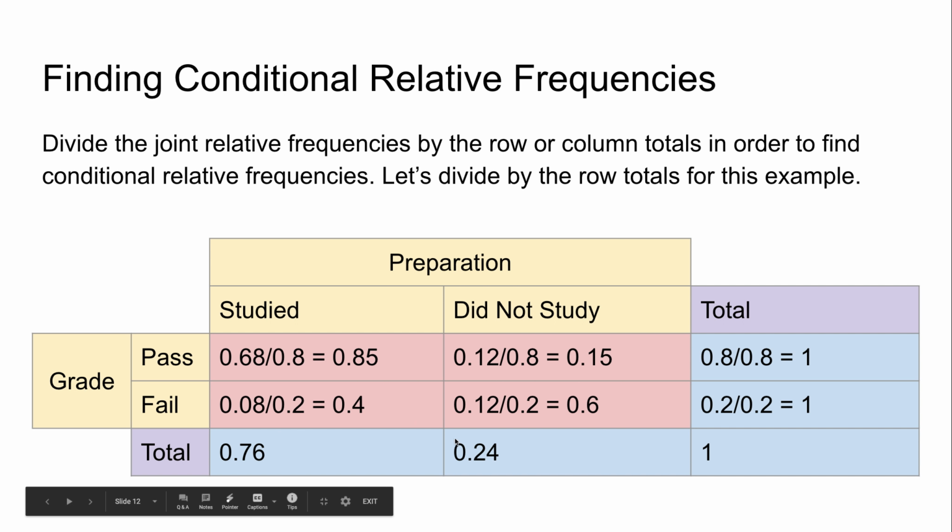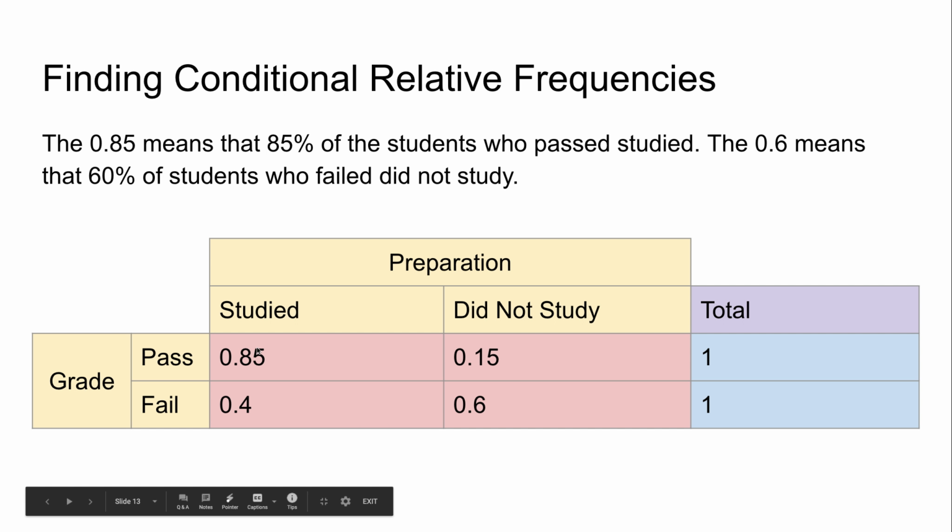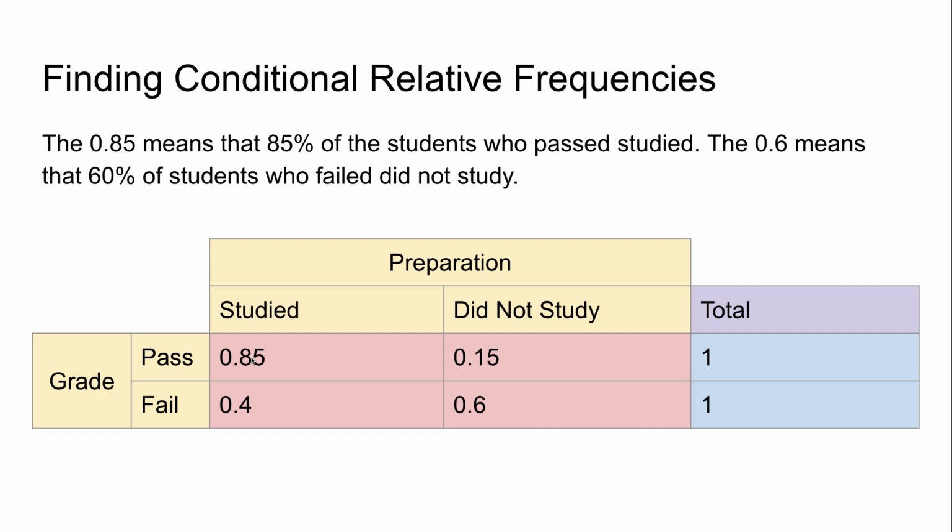And since we didn't actually use these numbers down here, we're not even going to include them on the next slide. We're just going to think about the rows because we chose to divide by the row totals. So let's put this in context. This 0.85 means that 85% of students who passed studied. It's in the pass row, so that's how we know it's students who passed, and 85% of them studied.